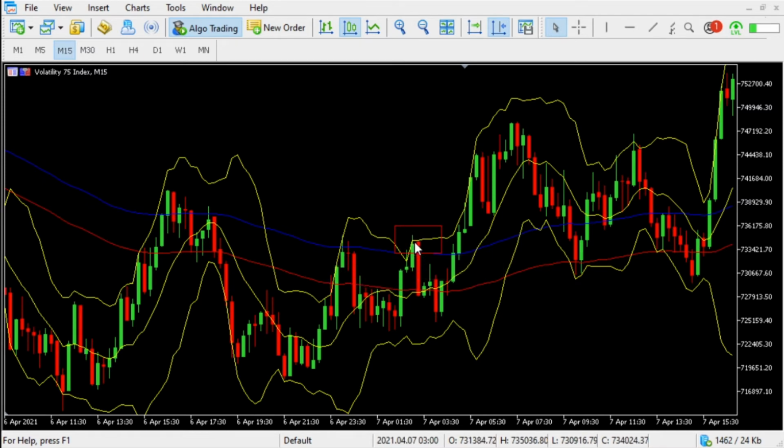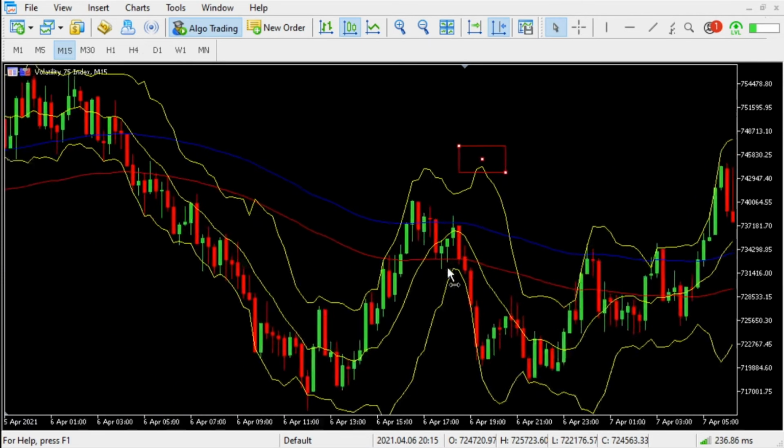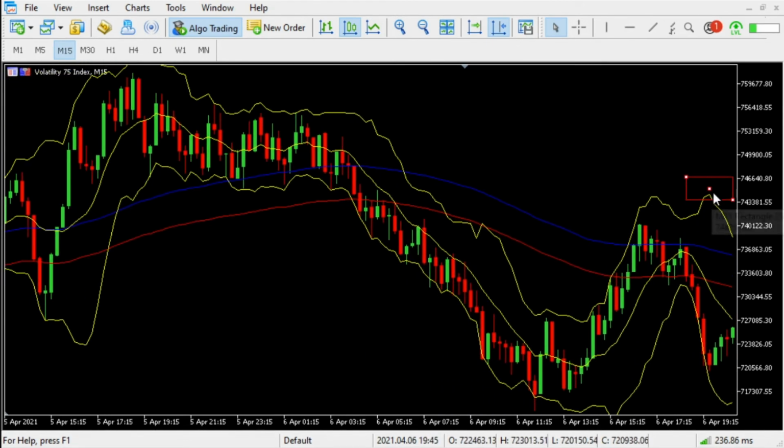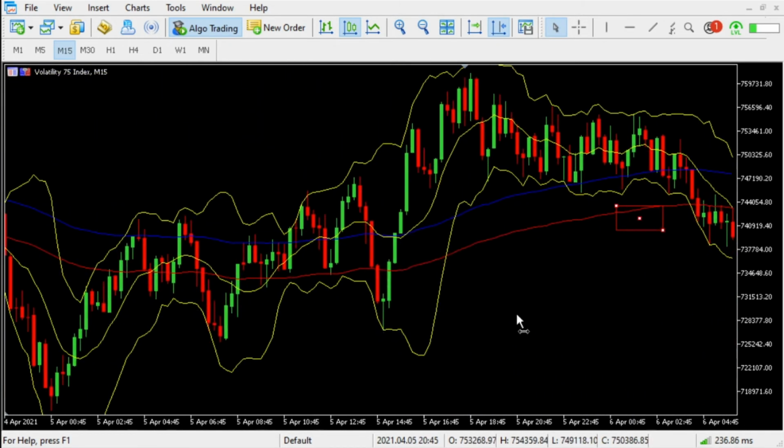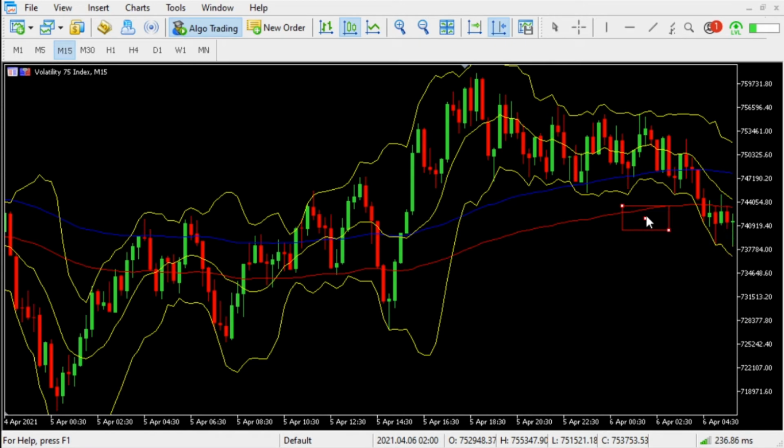So these sells I won't take, but you can take them as soon as it moves to 1 to 1. You can move your stop loss to break even. Here's another nice sell, but it didn't break the Bollinger Band, so that wouldn't be a sell for me. Let's see if we can find more sell opportunities here.